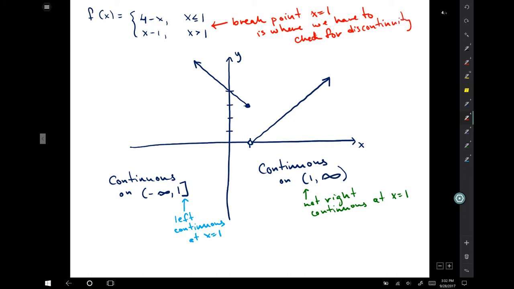All right, so I know that piecewise functions can be very confusing for people, so I hope that this helps in understanding how to take limits of piecewise-defined functions.